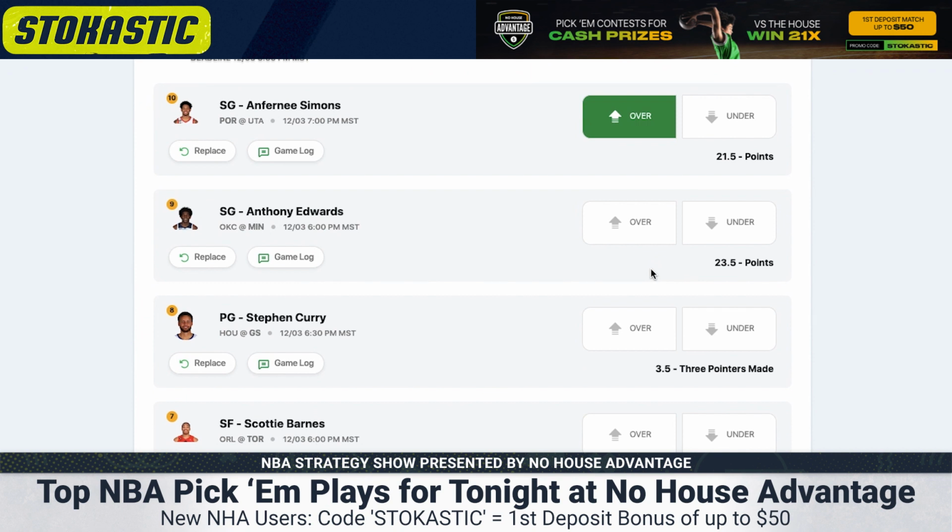Next up, let's go to Minnesota. Anthony Edwards. They've got a prop line of 23.5 points. The Minnesota Timberwolves host the Oklahoma City Thunder tonight in a 231.5 game total, with the T-Wolves favored by 6 points.